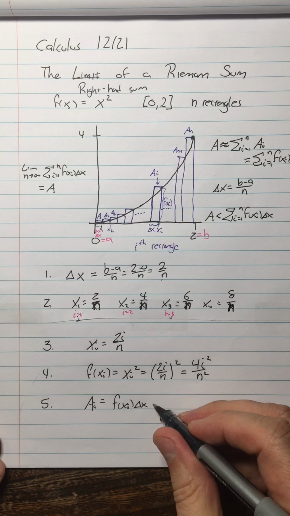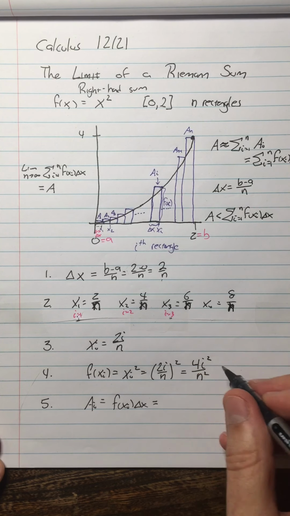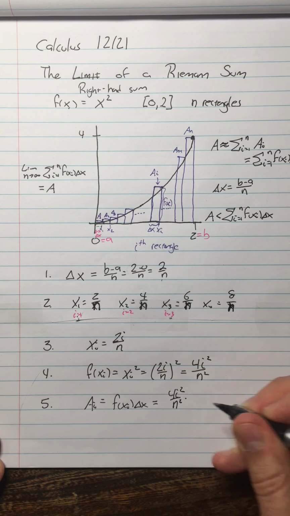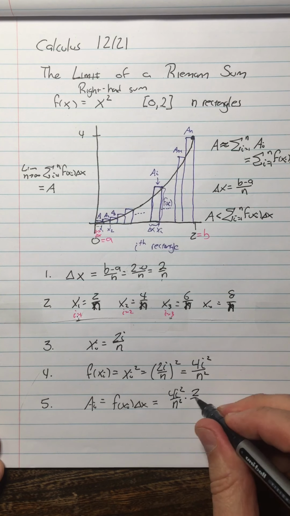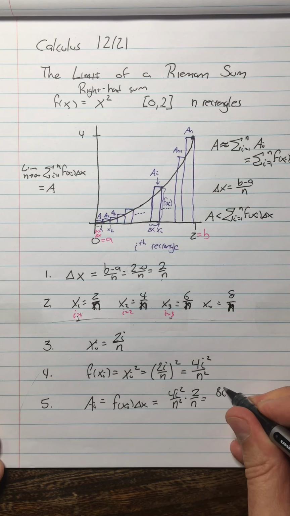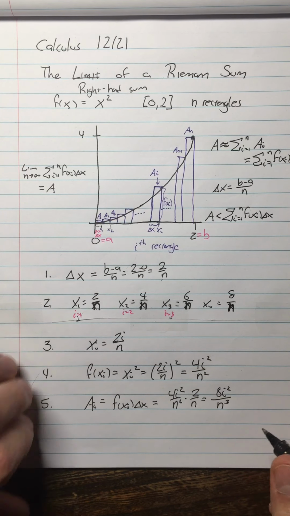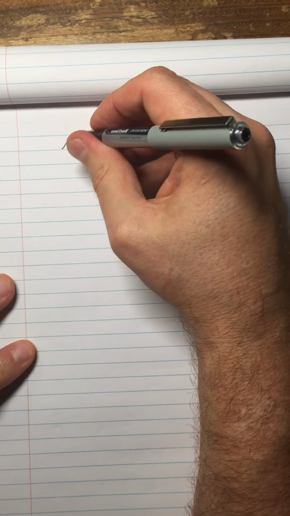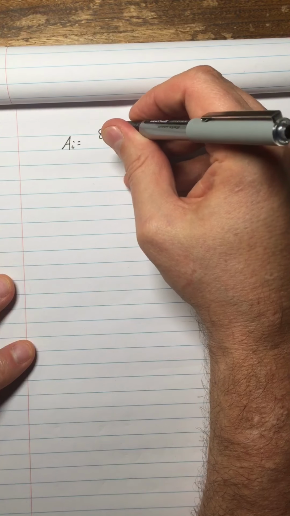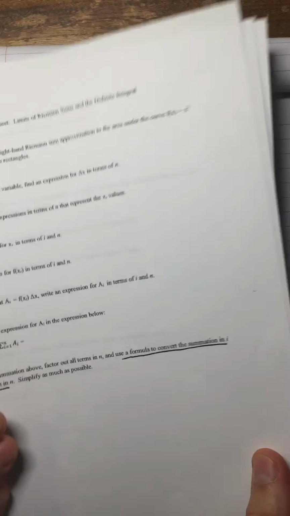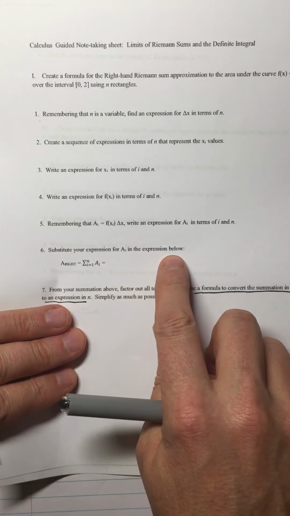All right, hopefully you've had a chance to do that. f of x sub i is 4i squared over n squared, and delta x is 2 over n. So this gives you 8i squared over n cubed. Okay, let's bring that over to the next page. We're saying that a sub i equals 8i squared over n cubed. Okay, now it says substitute your expression for a sub i in the expression below.